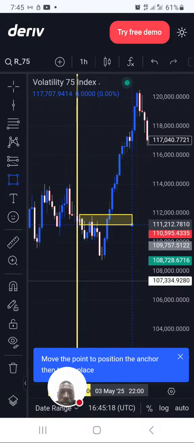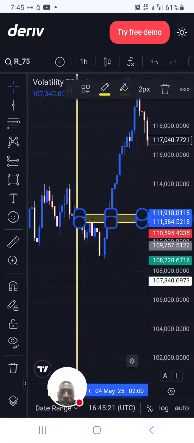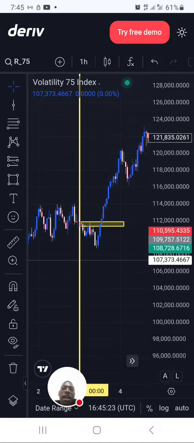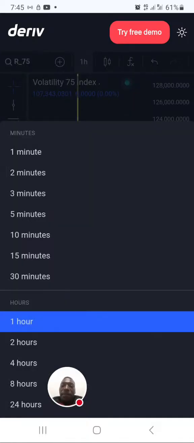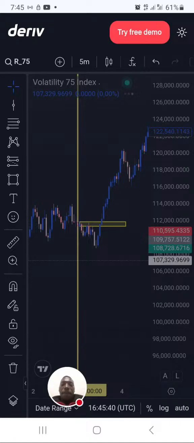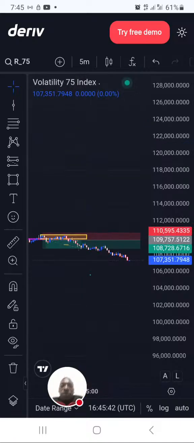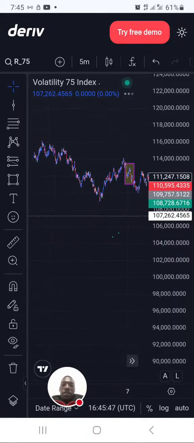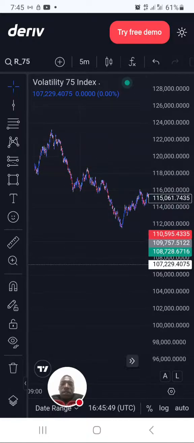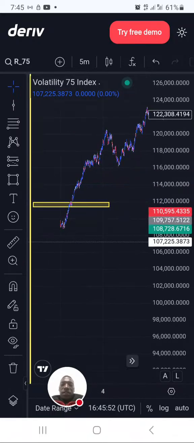I mark it very well like that. So I wait for my price to come back during that day. So I have found where I will be entering, and until the price comes back to that level is when I will enter. So I come to my minute 5 like that. You see, where is our line? Let us find it. Yes, it's here.